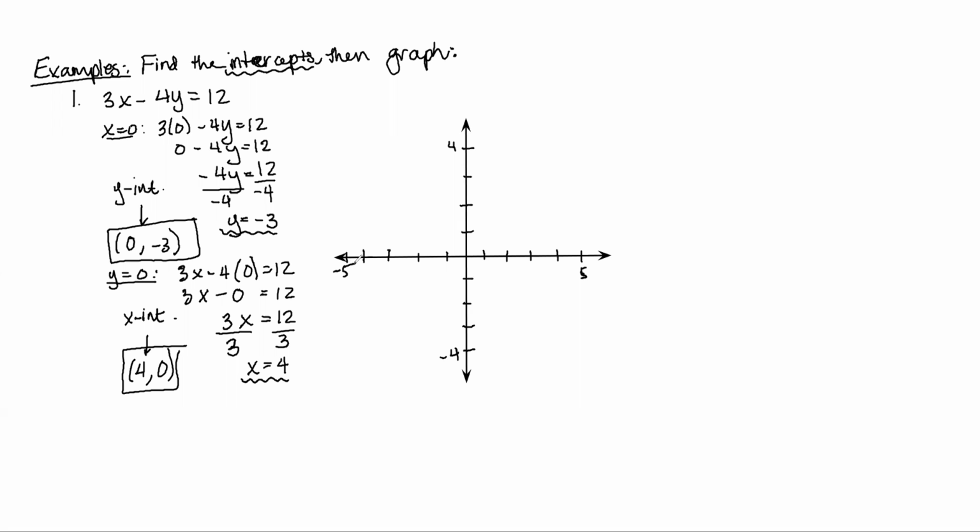Now, if I go ahead and plot both of these points, we have 0, -3. So 0 means left to right 0, and then down 3. This is our y-intercept. So I'll go ahead and label this one. And then our x-intercept is 4, 0. So this means right 4, up or down 0. So we'll label this one as, try not to get in the way of the line. And now that we have our 2 points, we can go ahead and graph the line. So our line should go straight through those 2 points.